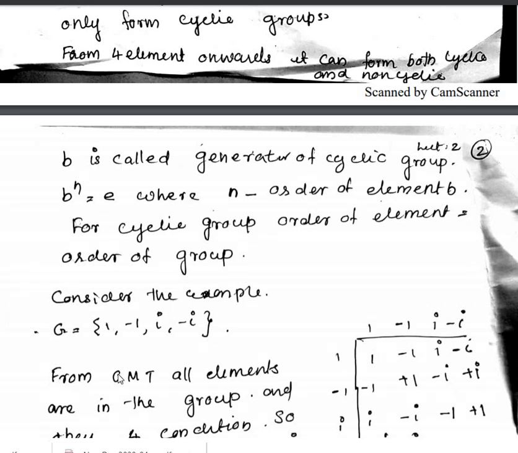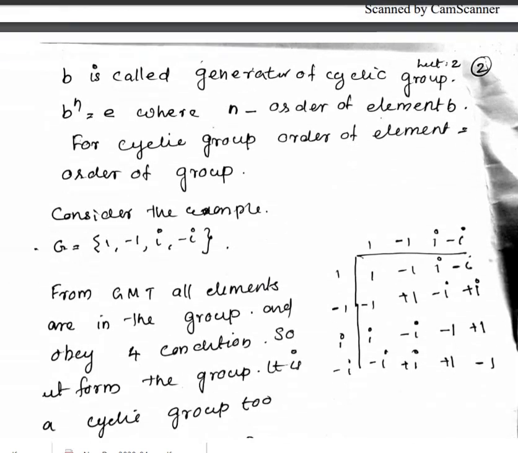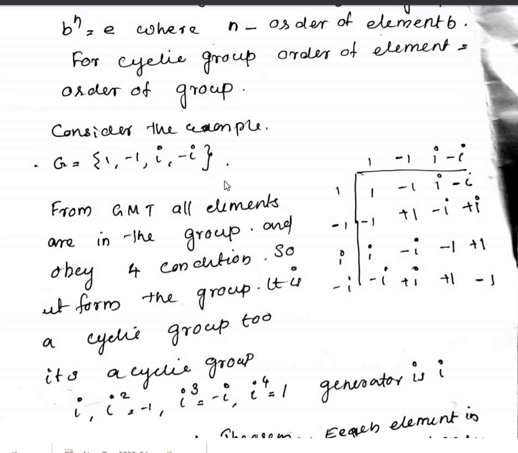Let us examine another important question, that is G equal to {1, minus 1, i, minus i}. We have to check whether this forms a group or not. So in order to check whether it is a group or not, let us write the group multiplication table. Here i, minus i, 1, minus 1; here i, minus i, 1, minus 1; here 1, minus 1, i, minus i; here also 1, minus 1, i, minus i.